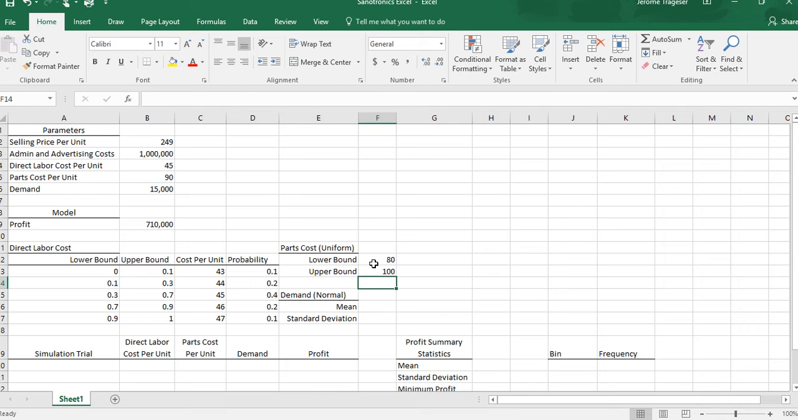Then the given demand information, we're told, follows a normal probability distribution with a mean of 15,000 and a standard deviation of 45 units. Again, we're going to copy and paste that format so it's easy to read. And now we have all the information that we need to go ahead and create the random values used in the model.